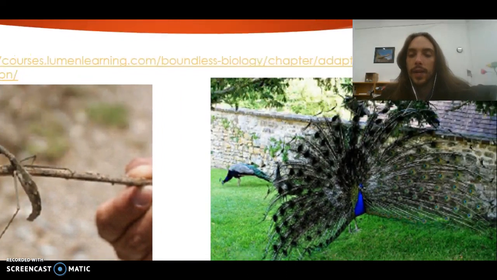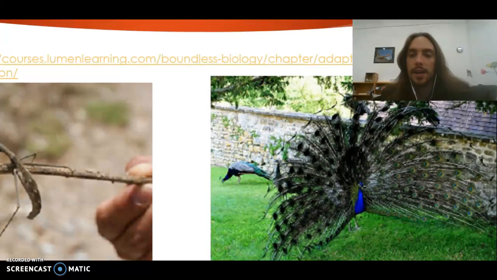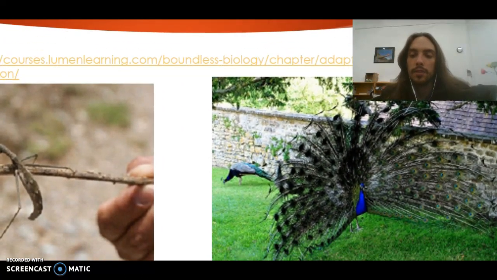And then another quick example for adaptations and natural selection is birds. A very good example is peacocks. Fun fact, peacocks are their own set of species. The males are called peacocks and the females are called peahens. So that's important to know when you're at the zoo and you see a bunch of peacocks.